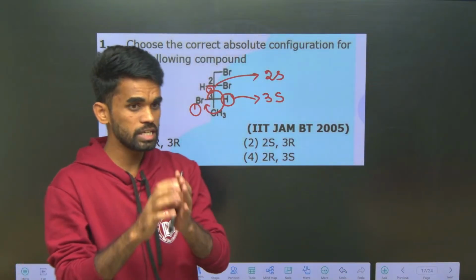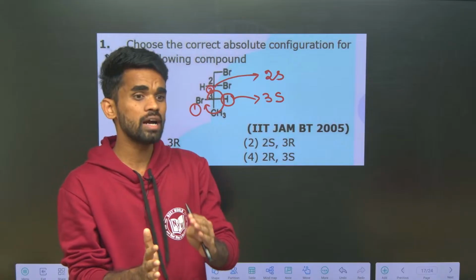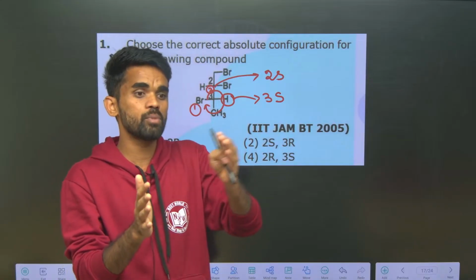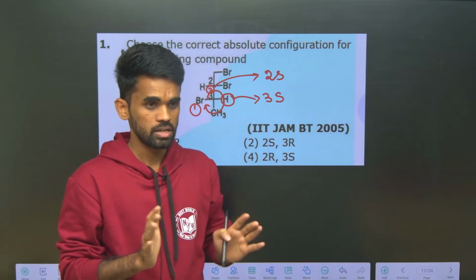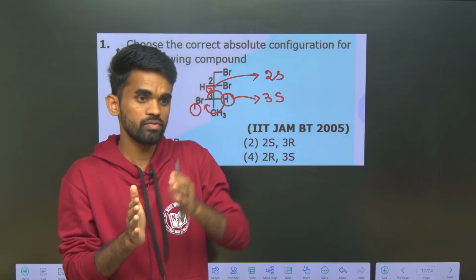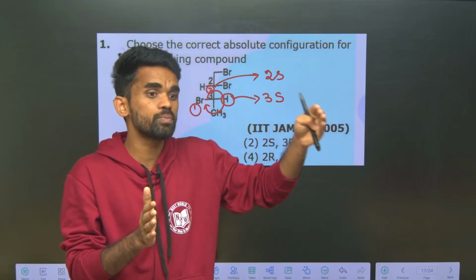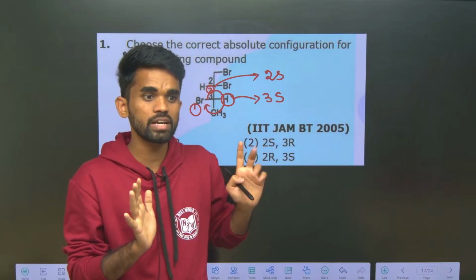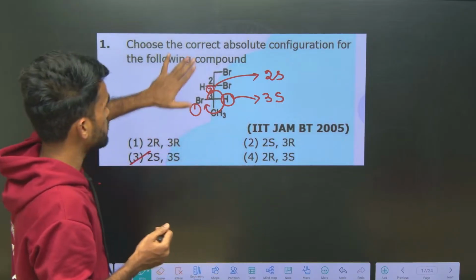Enantiomers are stereoisomers which are not superimposable on each other. Stereoisomers which are mirror images, but they are not superimposable on each other, then we can call them enantiomers. So this is one compound.